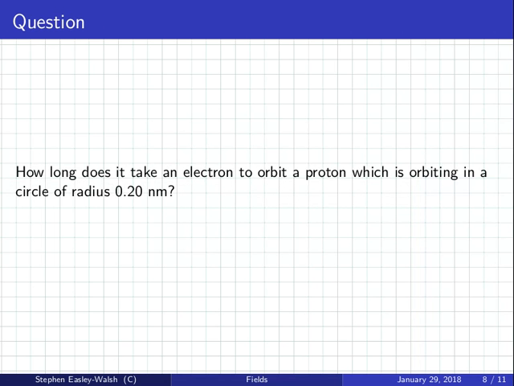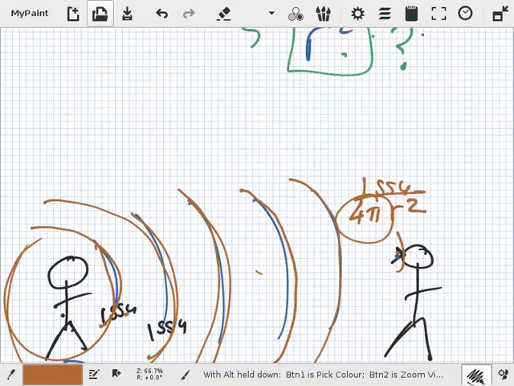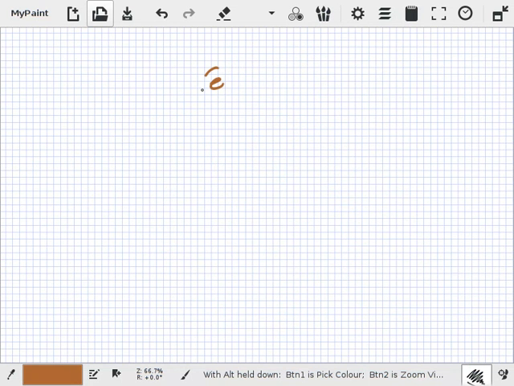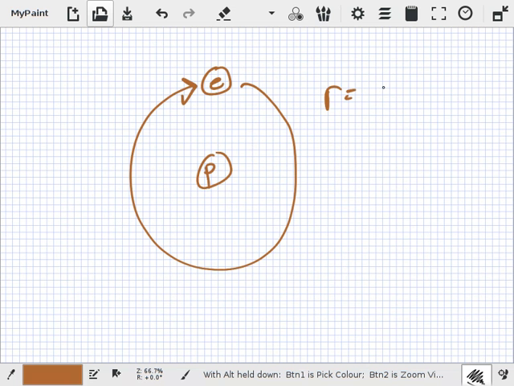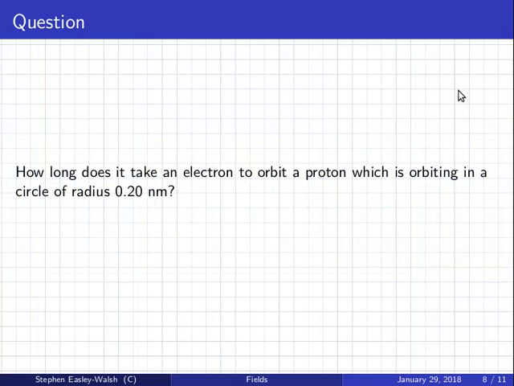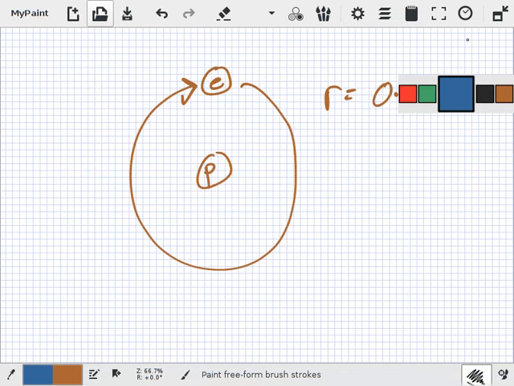So, how long does it take an electron to orbit a proton when the distance is 0.2 nanometers? This is circular motion. Right, let's have a look at this circular motion one. So you've got an electron going around a proton. We have our electron, we have our proton, and around it goes. And the distance is 0.2 nanometers. And the question is, what is the time?